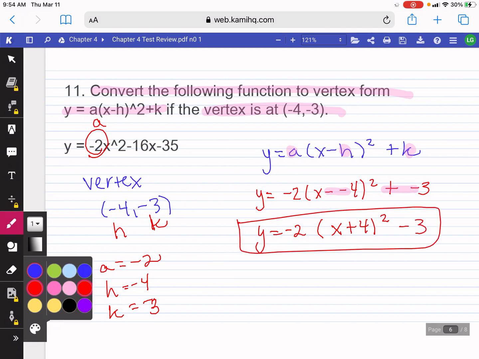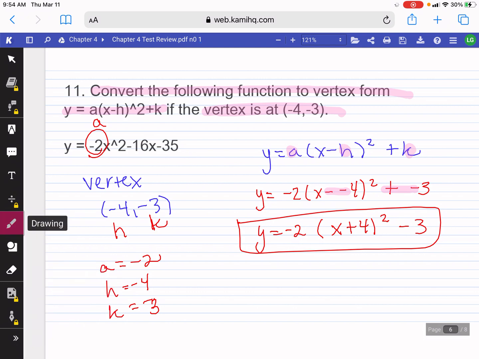If you remember, I also taught it another way where you can change and keep. So if you notice here, this changes to a positive 4. And then we keep the negative 3. So that's another way you can do it, so you don't have to worry about those signs.